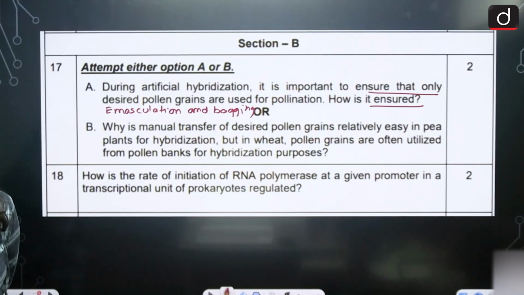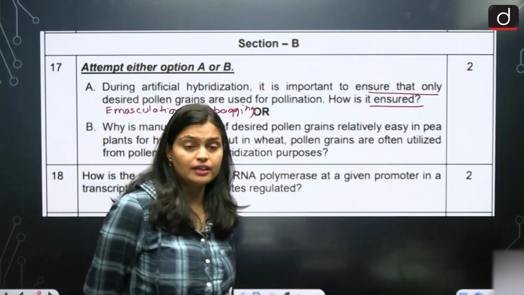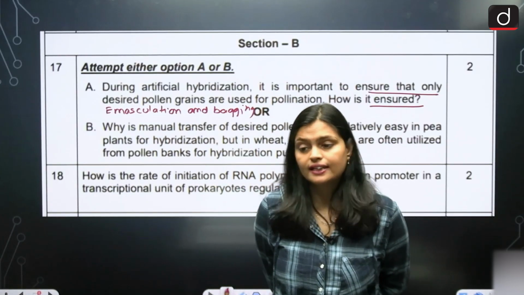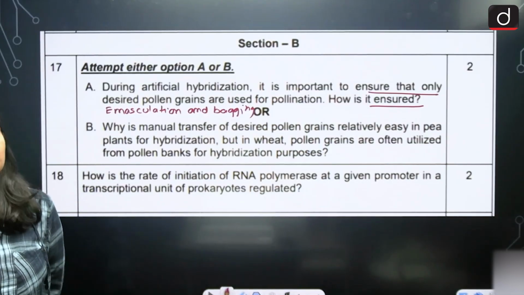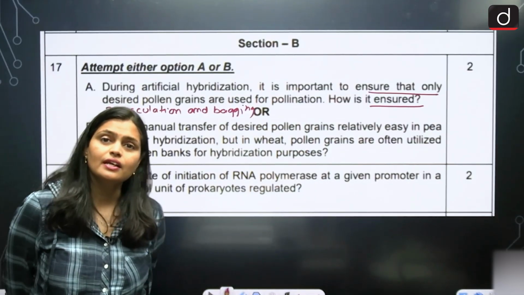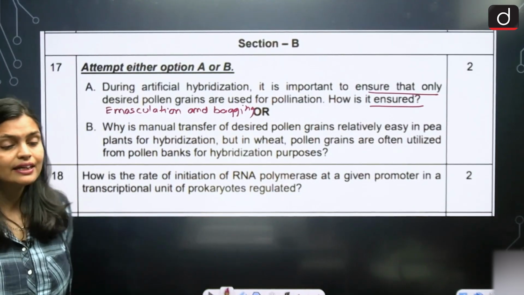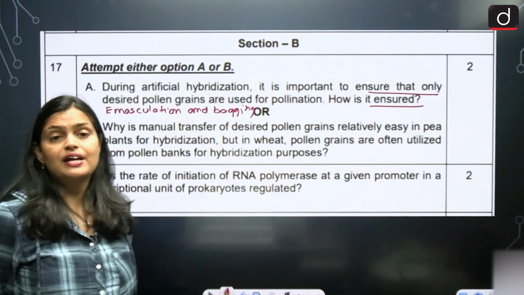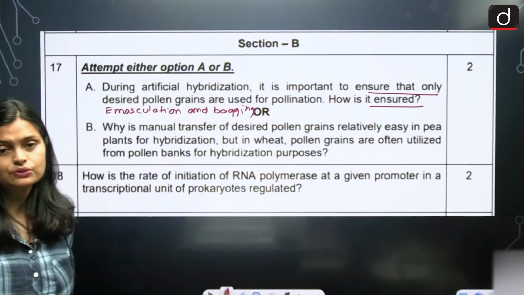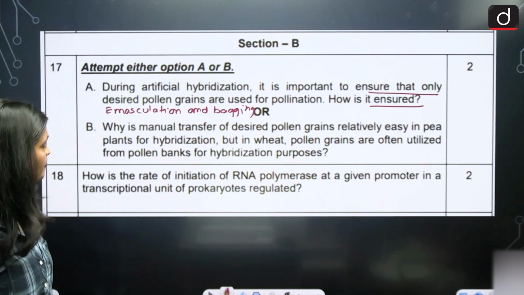See, pea is the bisexual flower. So in pea plant, the manual emasculation is very easy, right? And the pollen is also viable for a month. Pollen grain भी 1 महीने तक viable रहता है. So that is easier. But in case of wheat, what happened? The pollen grains lose their viability within half an hour. That's why it is required to take it from the seed bank.